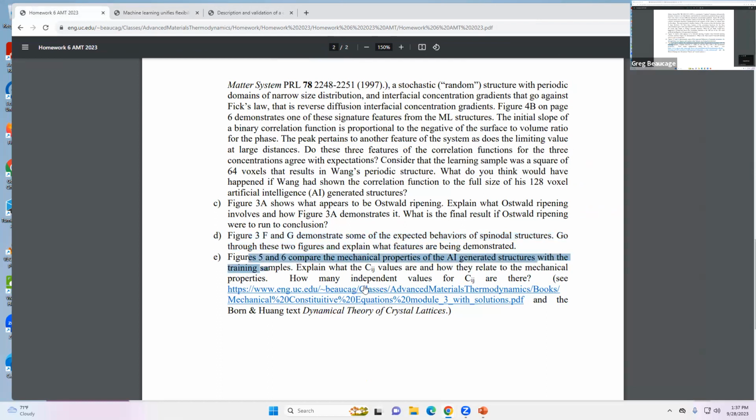And 5 and 6 are the mechanicals. So explain CIJ values, how they relate to mechanicals. Just figure out what that is, because I think this is the second time we've seen that CIJ thing. There's a link. There's a book, Mechanical Constitutive Equations, Model 3 with Solutions, and there's 2 books in here. There's this old book. He references this old book, Dynamic Theory of Crystal Lattices. And this is actually a pretty good book. I hadn't looked at it before.